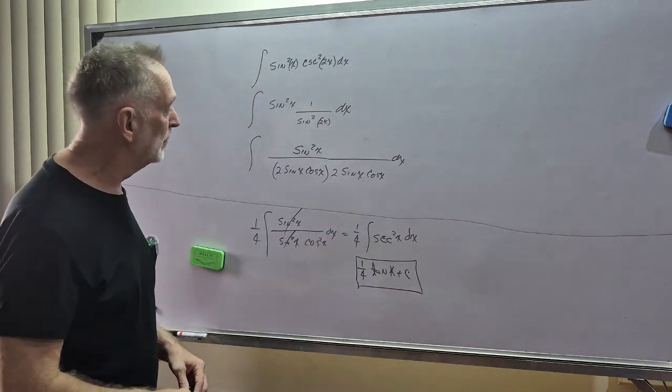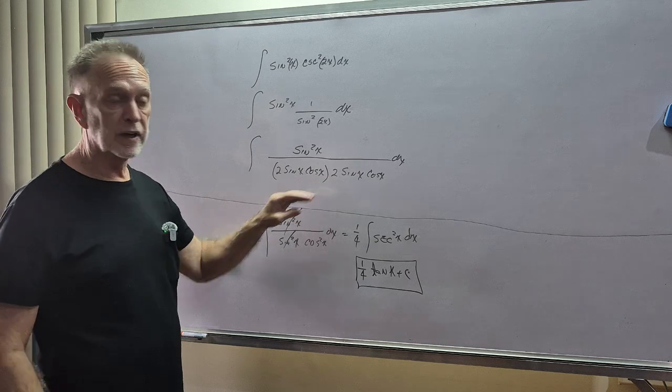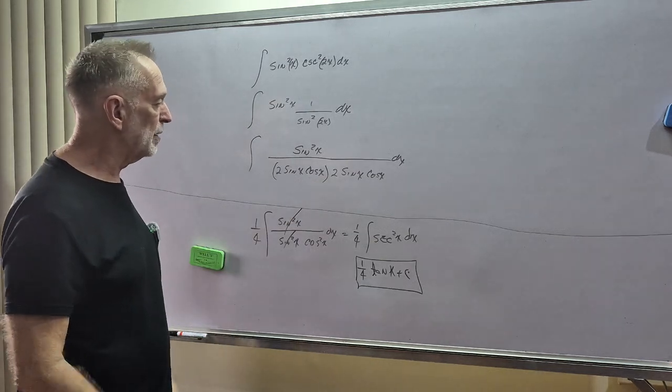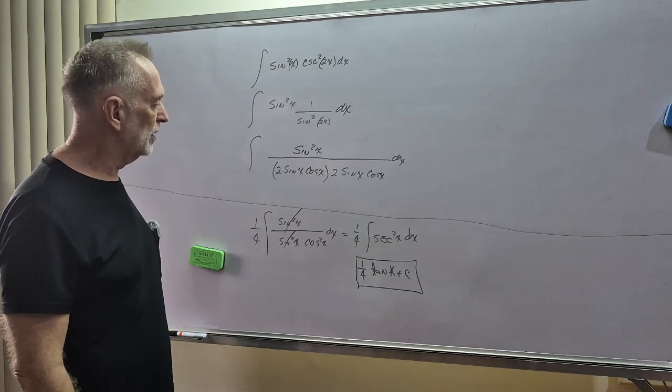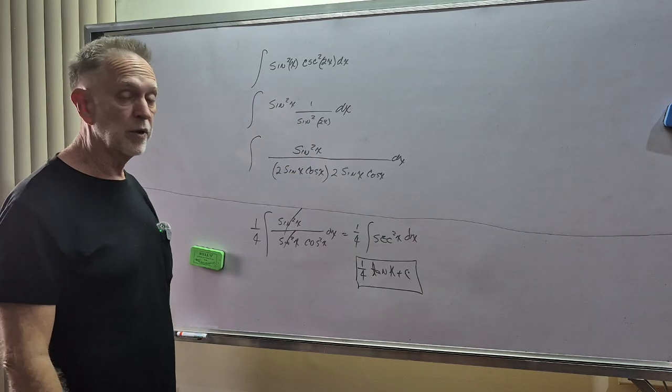Pretty simple problem. So learn some of those trig identities and be able to manipulate the problem into something that we can work with. Why are we doing this?